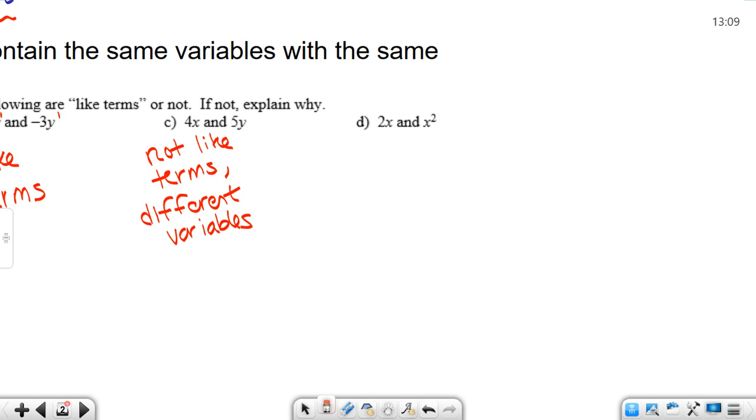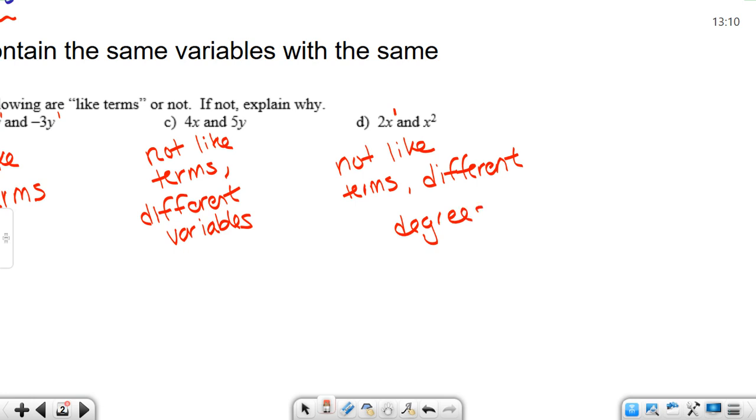So, looking at D, this is the one that oftentimes we see a lot of students get confused on, and we actually see students try to combine these. 2x and x squared, yes, they do both have an x, that is true. However, the term 2x has a degree of 1, while the term x squared has a degree of 2. So these are not like terms because they have different degrees or different powers. So remember, guys, like terms must have the same variable or variables with the same exact degrees.